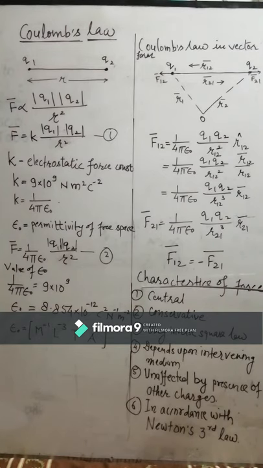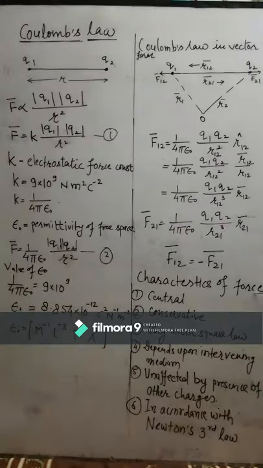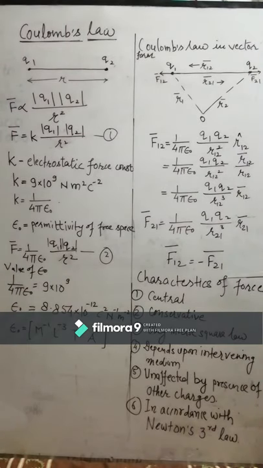Now let us see some characteristics of this force, this electrical force acting between two point charges. First is, this force is central. Central force means it is acting along the line joining two charges. Okay. This is conservative force. Conservative force means the work done in moving a charge in any field is independent of path followed by it. It obeys inverse square law, this square. Okay.